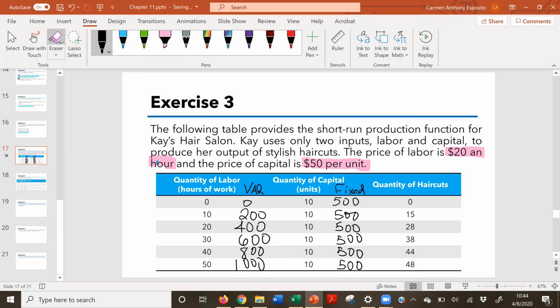Okay? And we can get our total cost by adding the variable and the fixed. Good. So far, so good. So we have some analysis going on here.